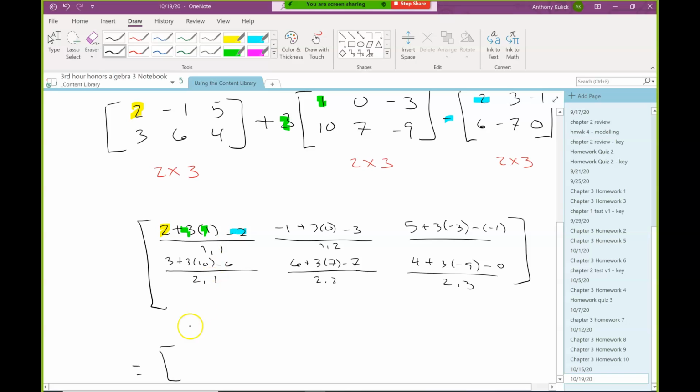Let's see. That's 2 plus 3 minus 2. That's 3. -1 plus 0 minus 3 is -4. 5 minus 9 plus 1 is -3. 3 plus 30 minus 6 is 27. 6 plus 21 minus 7 is 20, right? Yeah. And then 4 minus 27 minus 0 is -23. Everybody's okay with that?